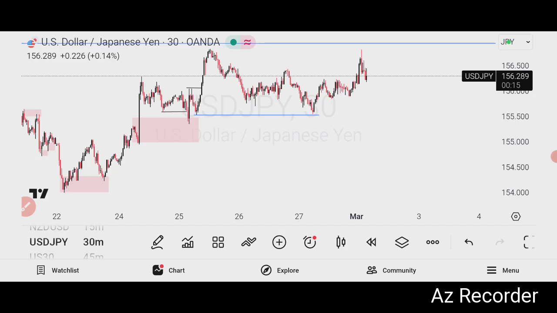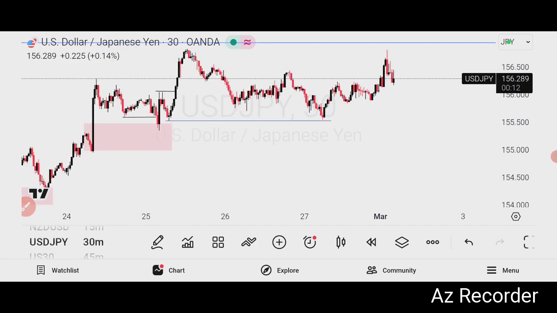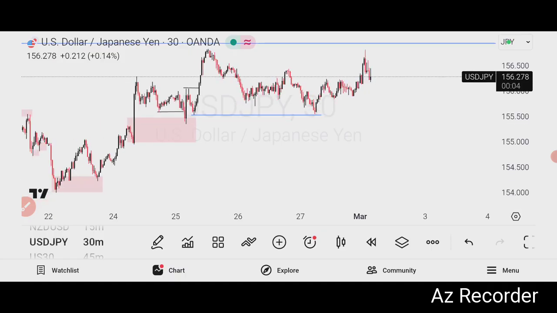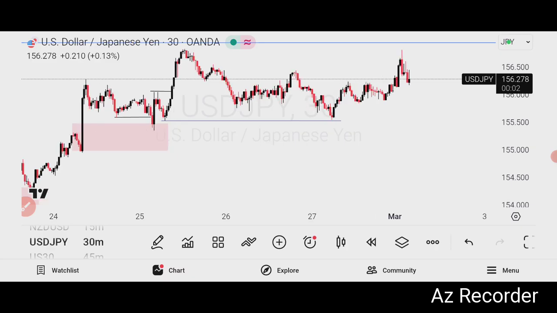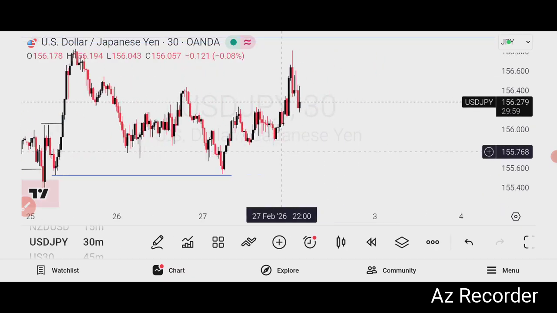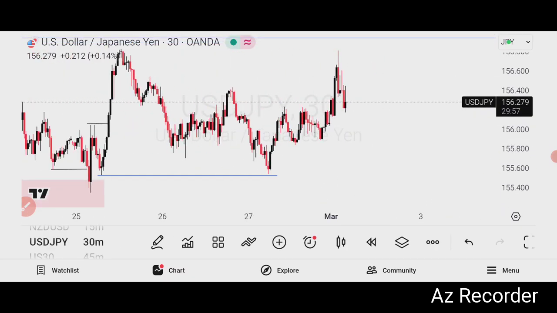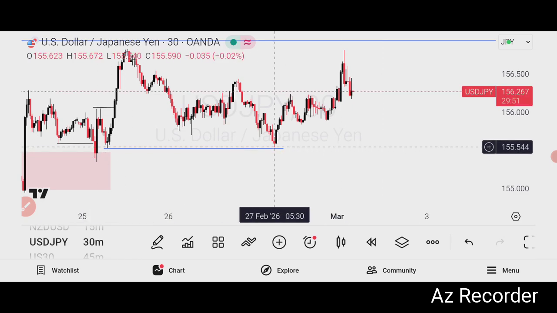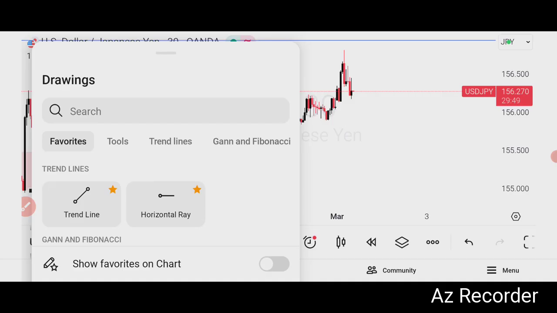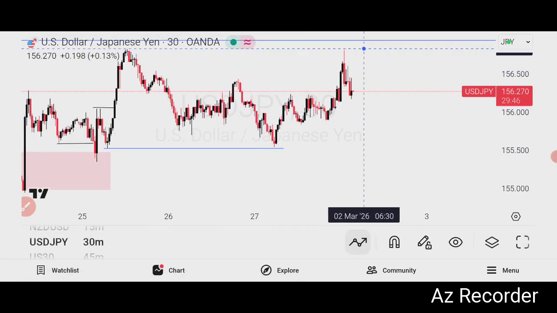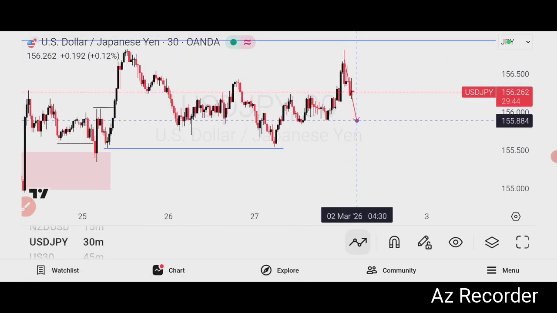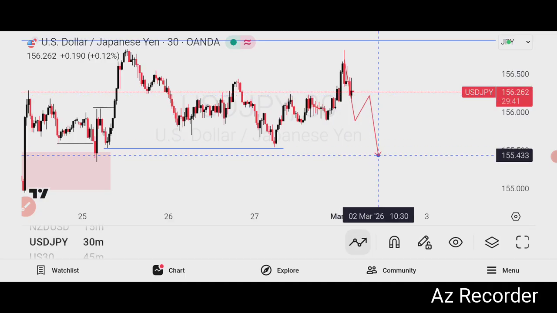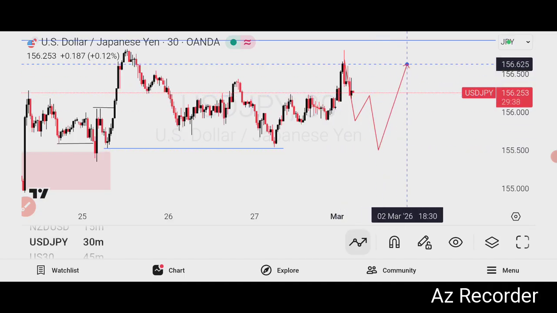Ideally I would have waited for this market to take out that low before buying, because what can still happen is that this market can still come down and take out this low, because what is happening here is that these are now equal lows in the market. We call it double bottoms and double tops. This is the first low and this is the second low. So another thing that can happen here is that this market can still come back like this, go down like this, then take out this low and continue buying.